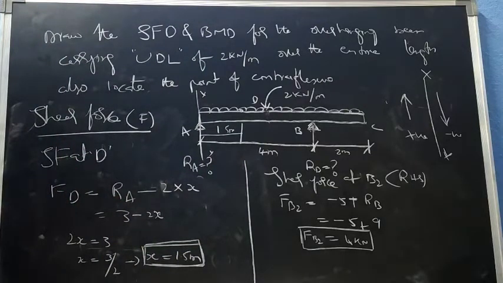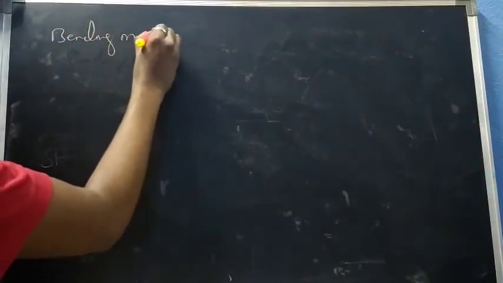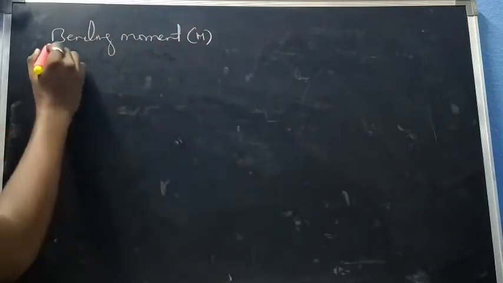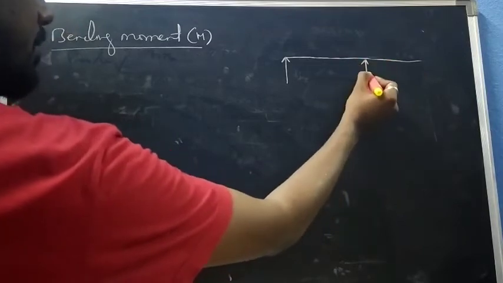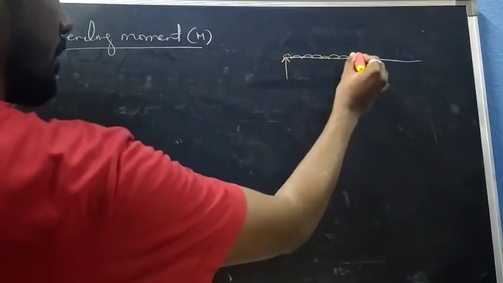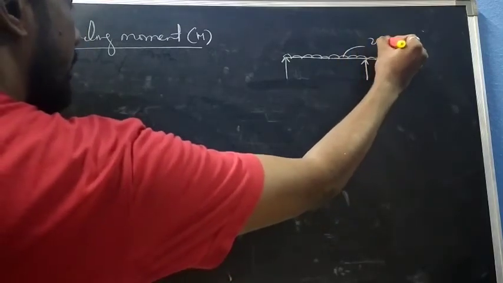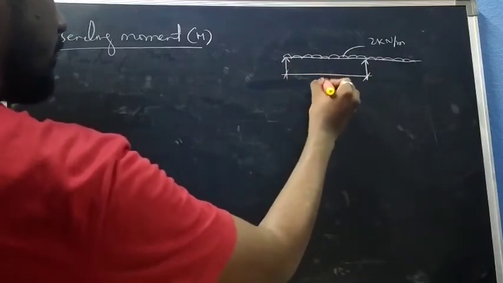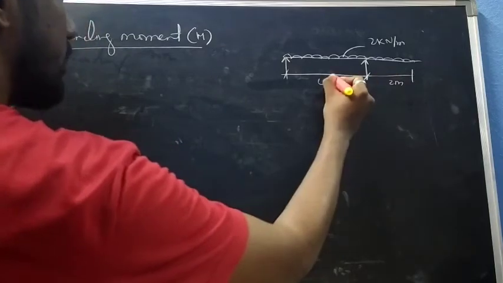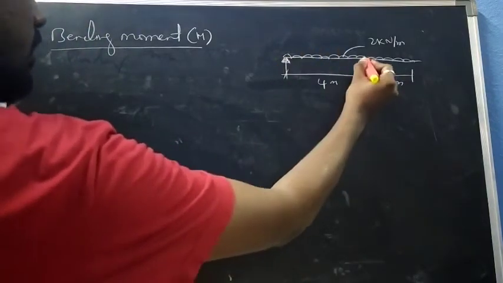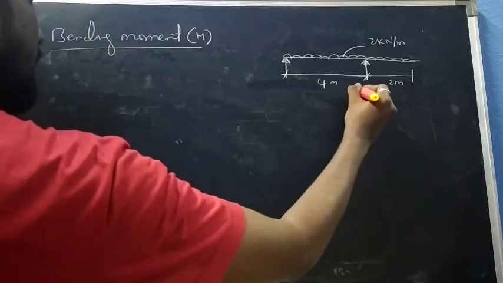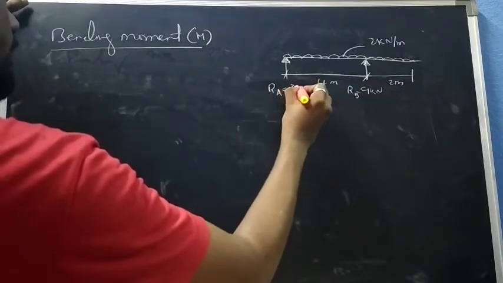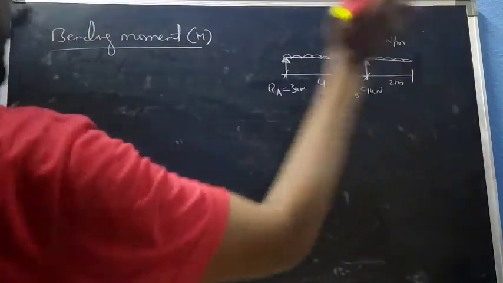Okay, now we'll find the bending moment, denoted by M. First I will draw the beam again. This is 2 kilonewton per meter, and the distance from here to here is 4 meters and from here to here it is 2 meters. The RB value is 9 and the RA value is 3 kilonewton. So we have the values now, and we'll find the bending moment.